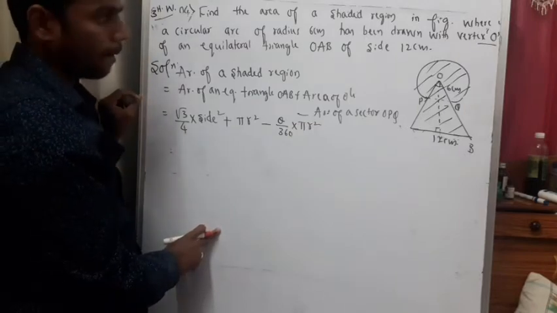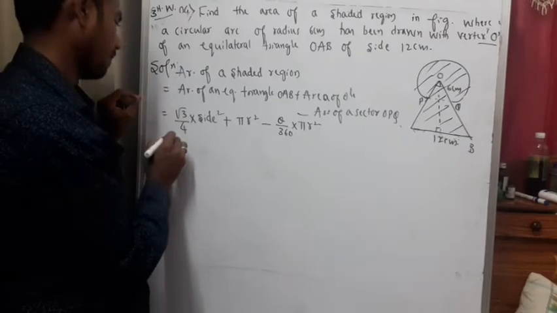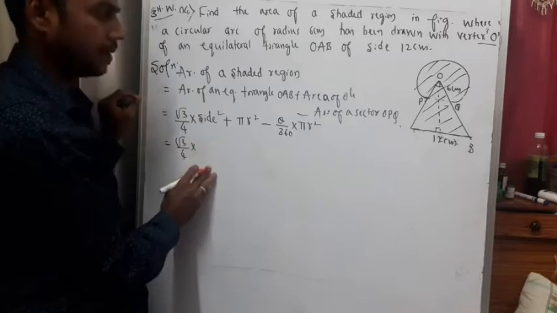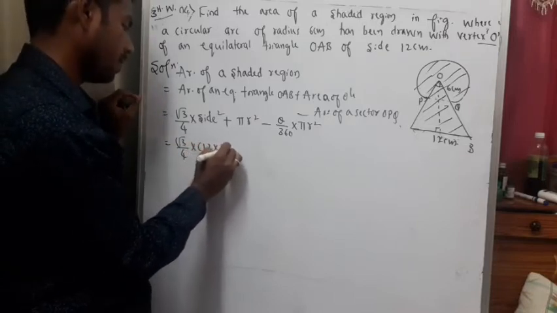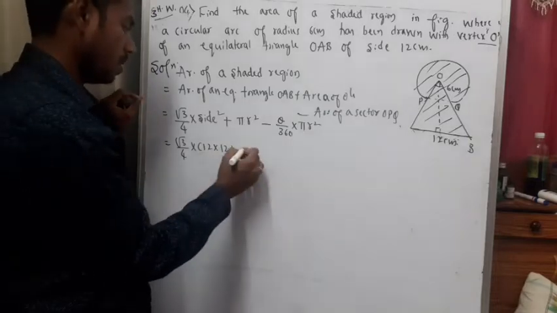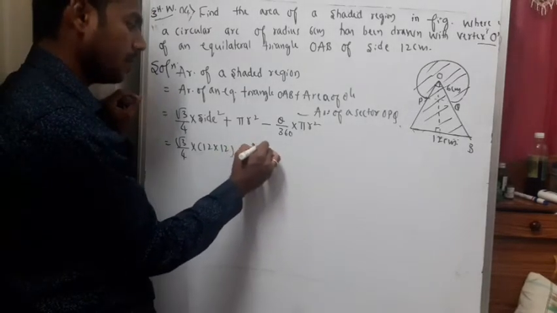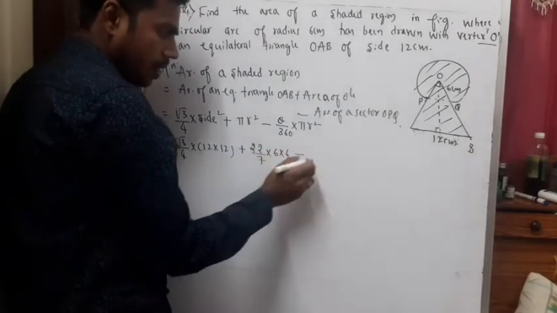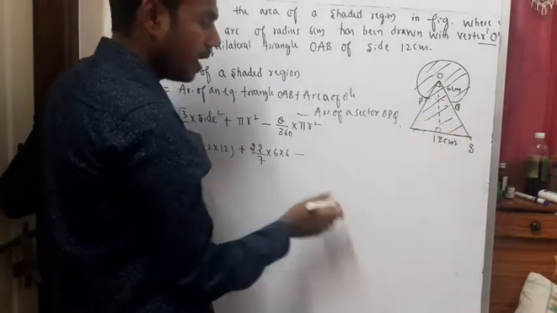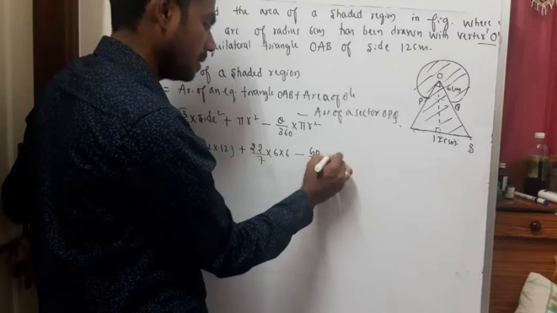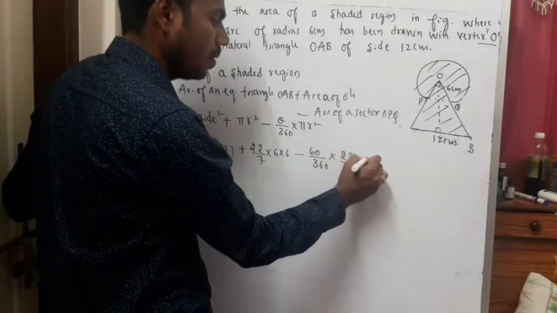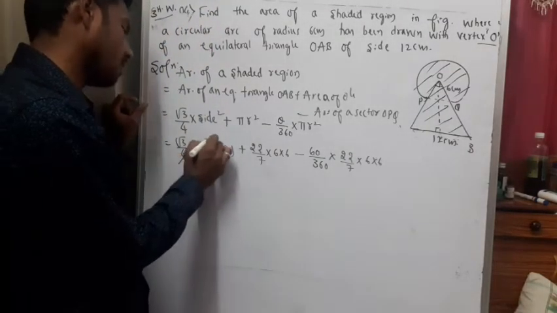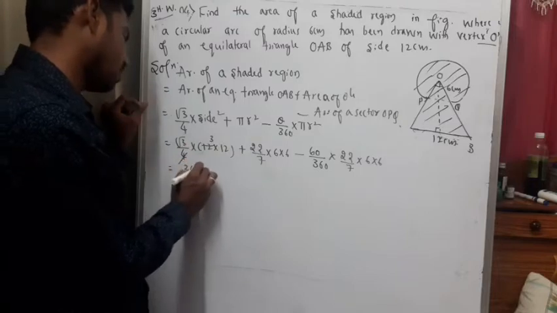Now, what do we have? Root 3 by 4 into side, which is 12 into 12, plus 22 divided by 7 into r, which is 6 into 6, minus theta. Since it is an equilateral triangle, theta will be 60 degrees. So 60 by 360 into 22 divided by 7 into 6 into 6, because r is 6. Now 4 1s are 4, 3 4s are 12, 3 12s are 36. 36 root 3.